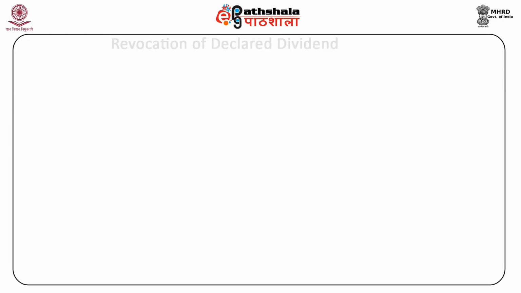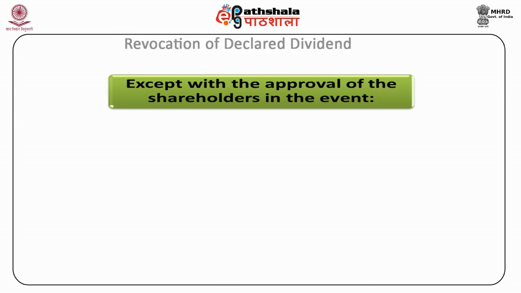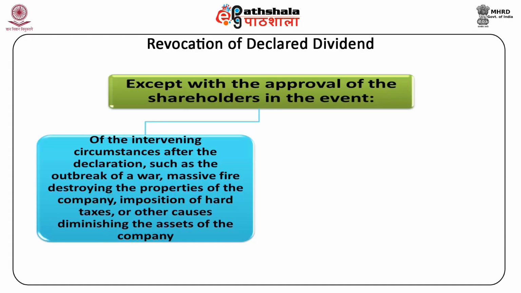Revocation of declared dividend. Dividend declared with the approval of the shareholders creates a debt due to the shareholders. Generally, dividend declared cannot be revoked except with the approval of the shareholders in the event of intervening circumstances after the declaration, such as the outbreak of a war, massive fire destroying the properties of the company, imposition of hard taxes, or other causes diminishing the assets of the company.